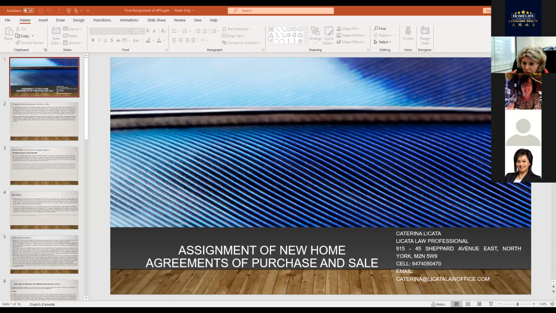Okay. If he doesn't live here, if he doesn't have to file an income tax return and everything, he has to pay the HST to the developer. Yeah. Okay. To the CRA, sorry. Yeah. Okay. Thank you.